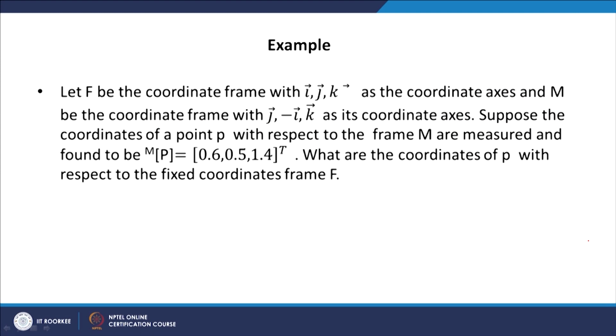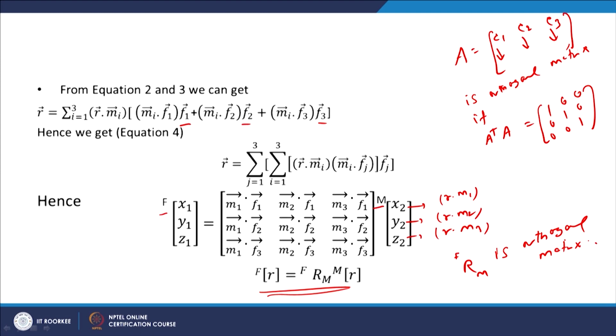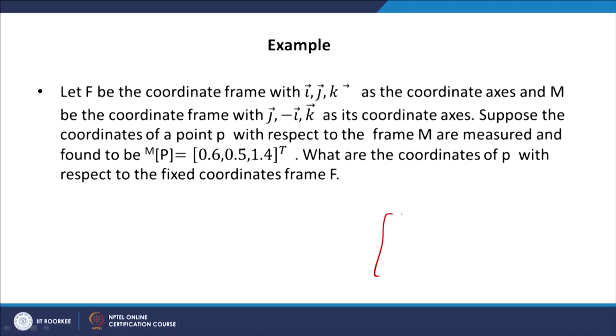But the converse generally is not true. Every rotation matrix is an orthogonal matrix as given here, but every orthogonal matrix need not be a rotation matrix. For example, if we take 1 0 0, 0 0 1 and 0 1 0, it is orthogonal by the definition, A transpose A is identity, but here we can see that this will not form a rotation.